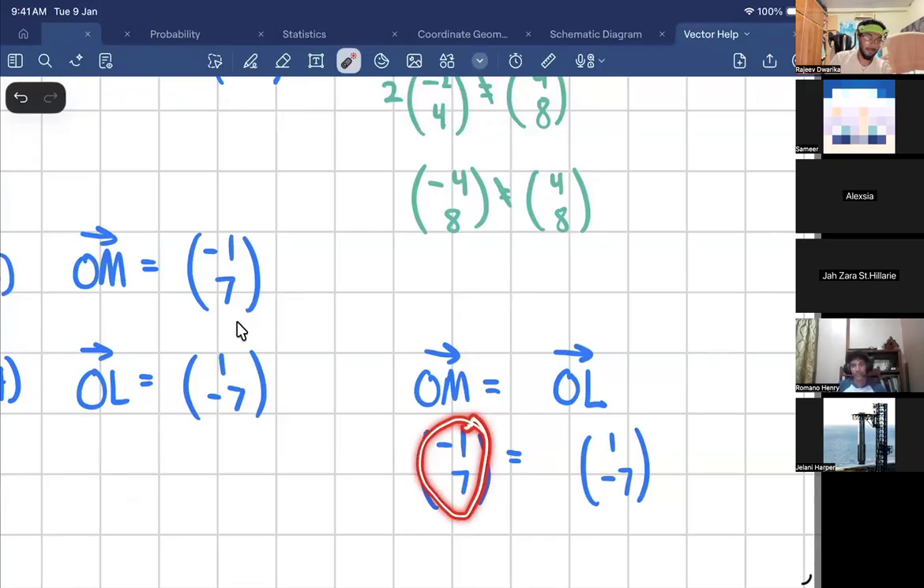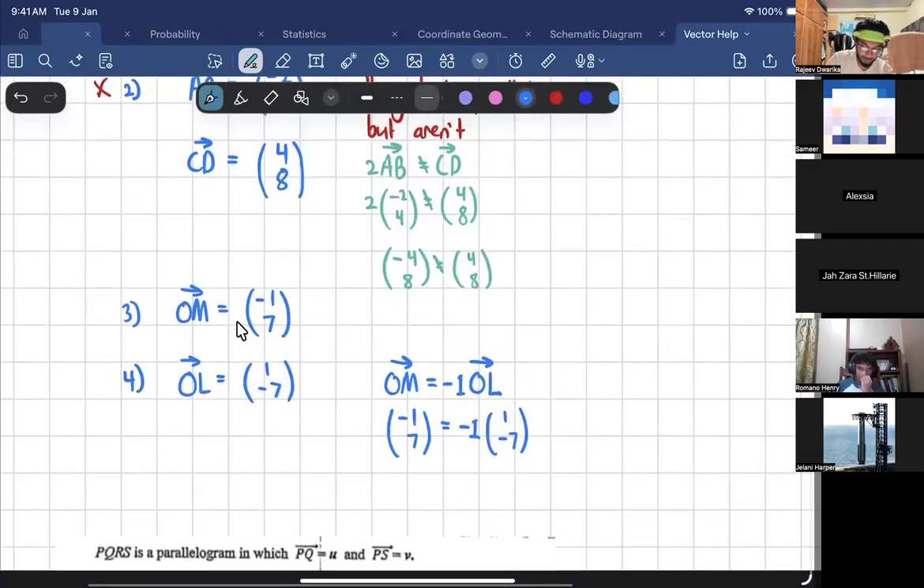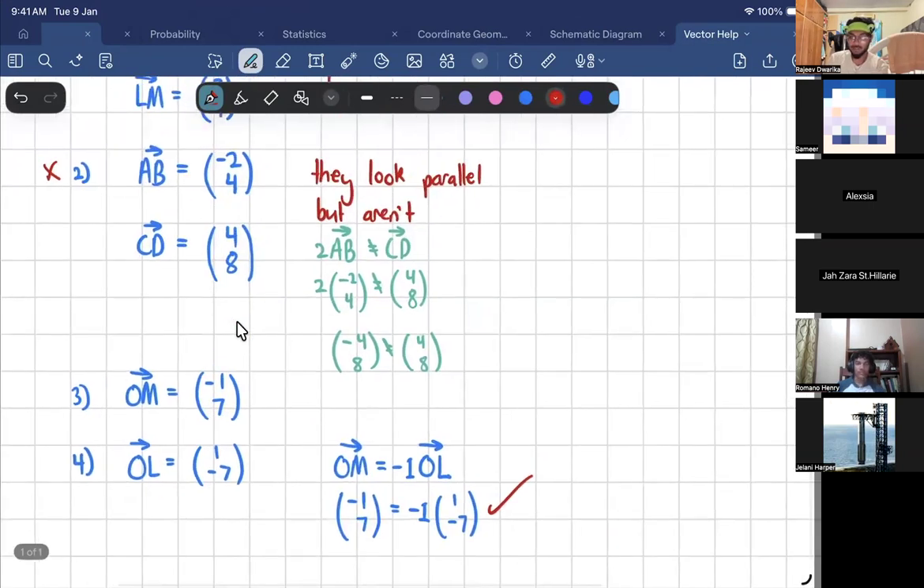Negative 1. That's the answer. Oh, okay. So are they parallel? Yeah, they are parallel. Yes. Excellent job. They are parallel. They would be parallel, but just going in opposite directions, if you understand what I'm saying.